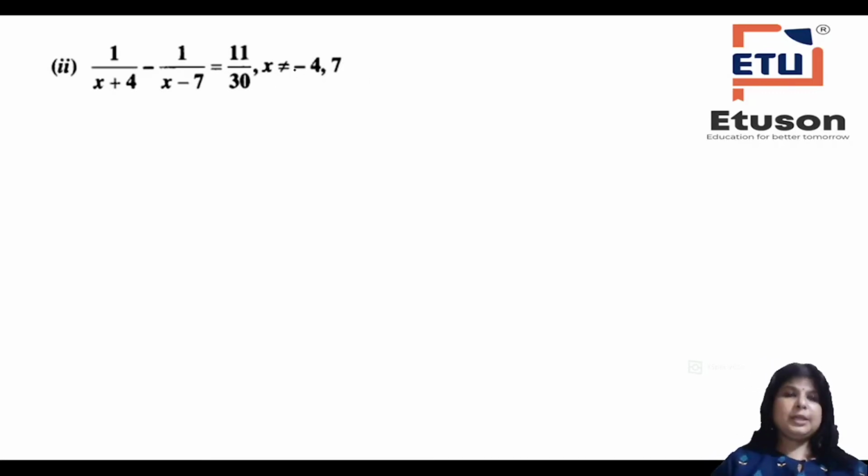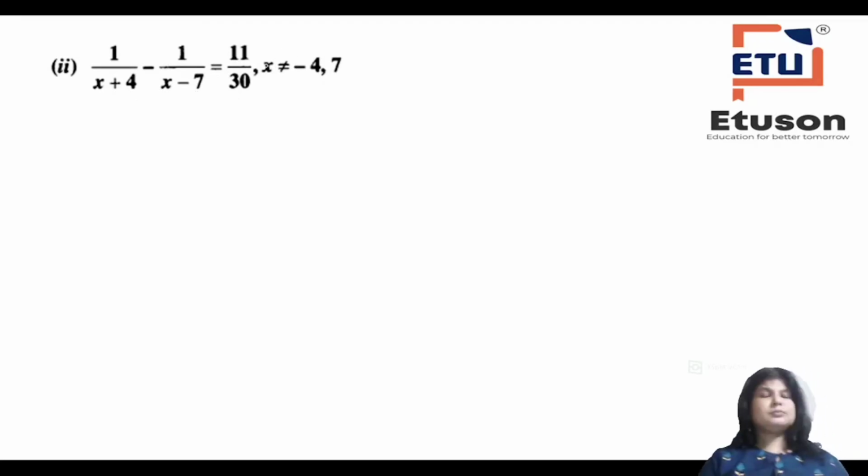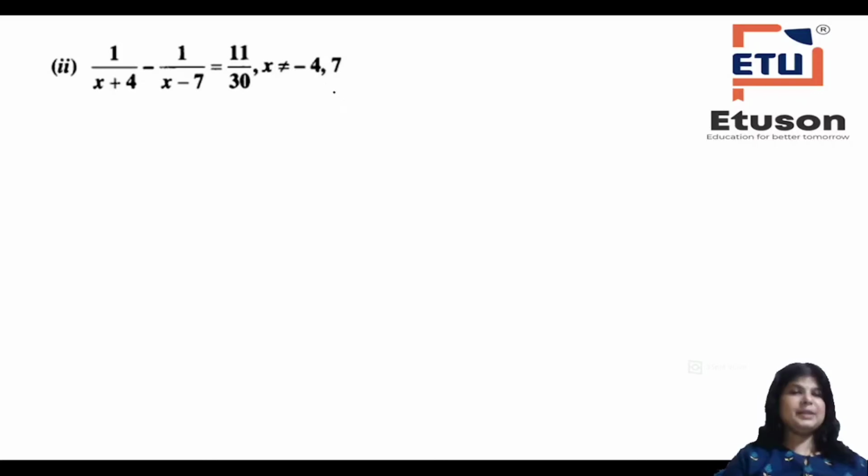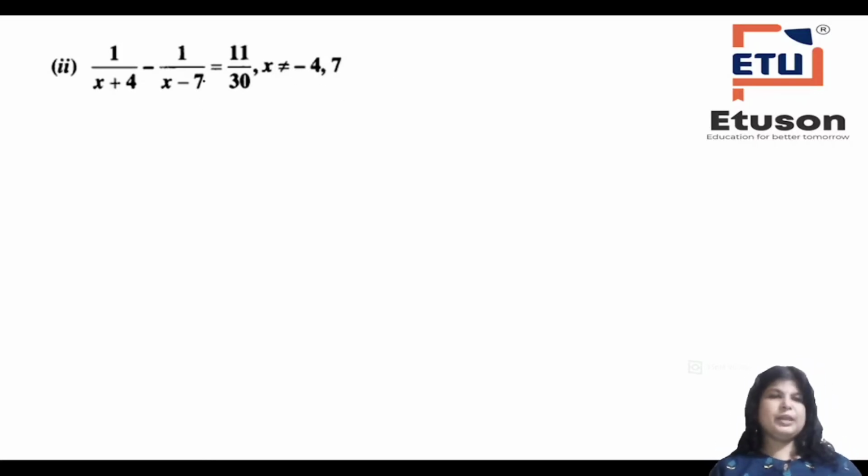Why? If x will be minus 4, then what will be your first term? It will become infinity, correct or not? Because minus 4 plus 4, it will be 0. So 1 by 0 is undefined, correct or not? So that is the reason why this condition has been given to you. Okay. So now let us bring it to simpler form.